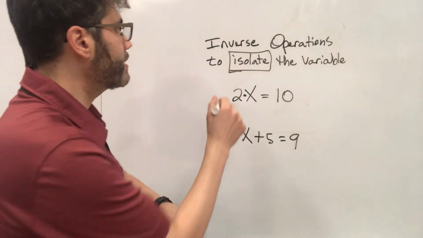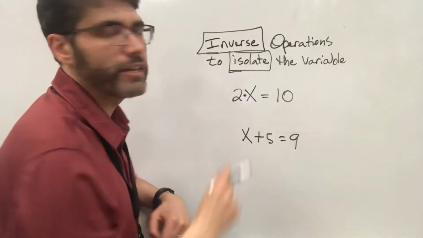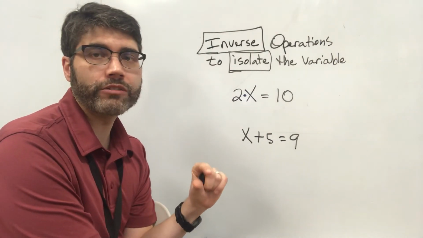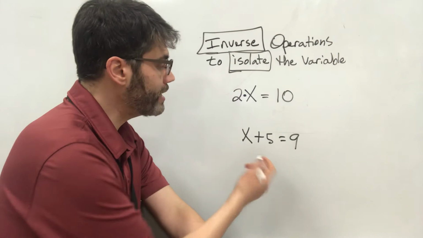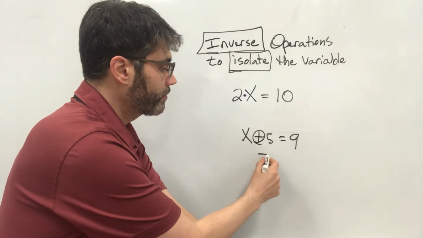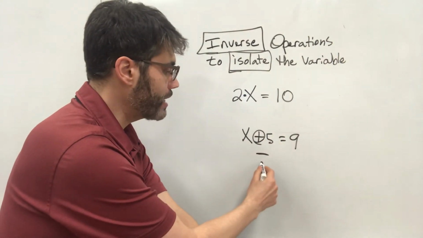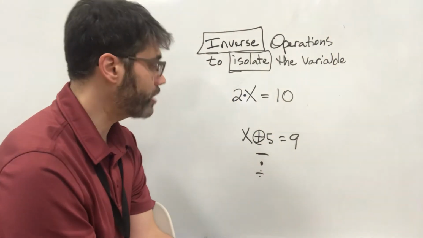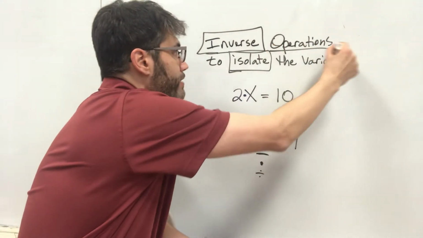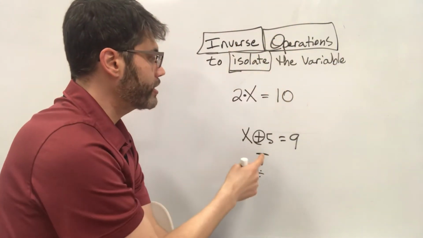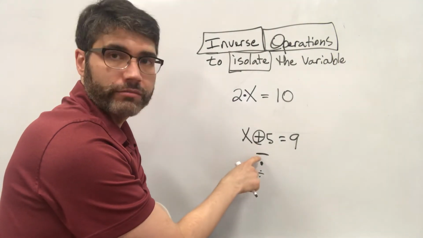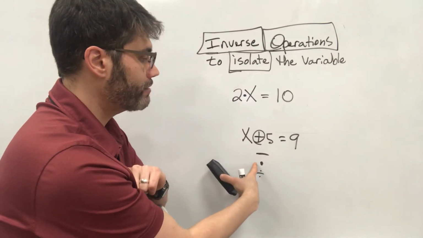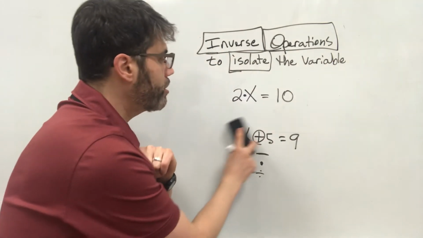Well, the opposite is another way of saying inverse, okay? So when we do something that's opposite of something, we call it doing the inverse. Addition is an operation, subtraction is an operation, multiplication is an operation, and division are operations. These are all operations, okay? So that's why we call it the inverse operation. The inverse operation of addition is subtraction, the opposite. The inverse operation of multiplication is division, okay?